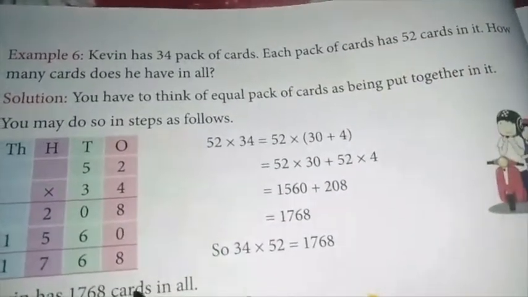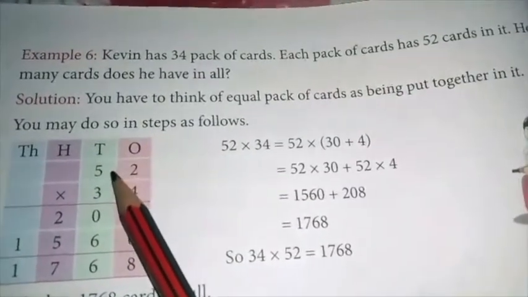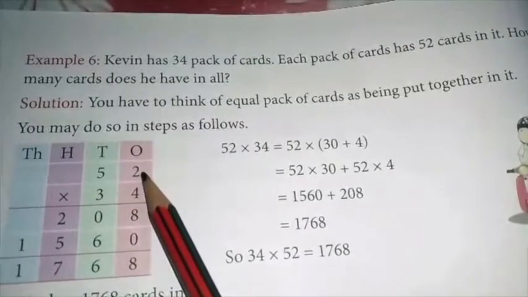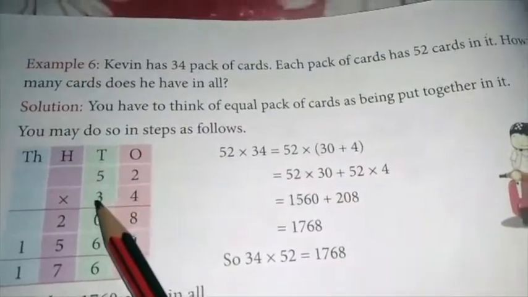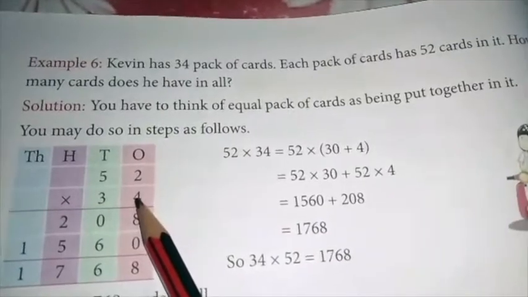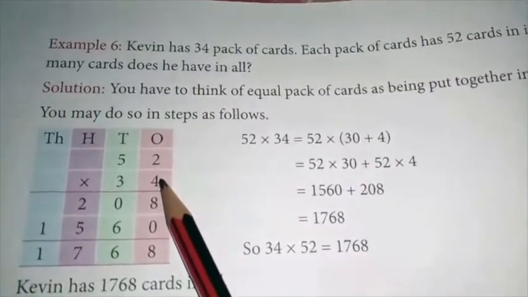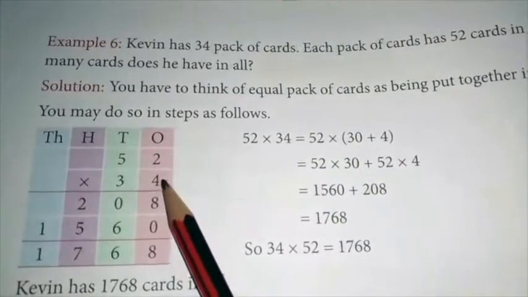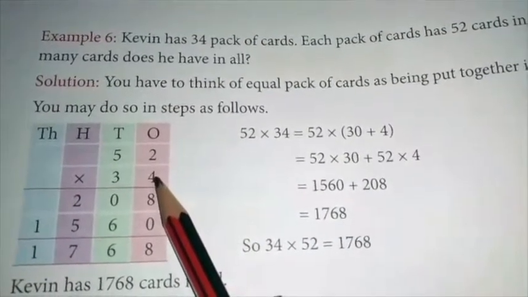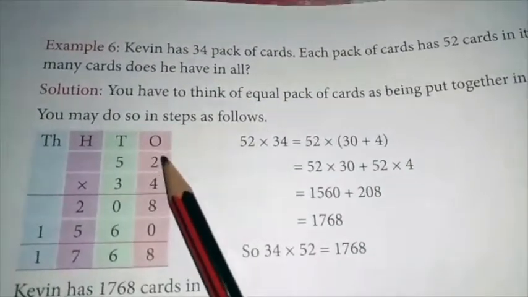So what you do, you have 52 cards in each packet and you have 34 packets of cards. So you multiply 52 with 34. You first multiply as you were multiplying a one-digit number. So you multiply 4 with the ones place.